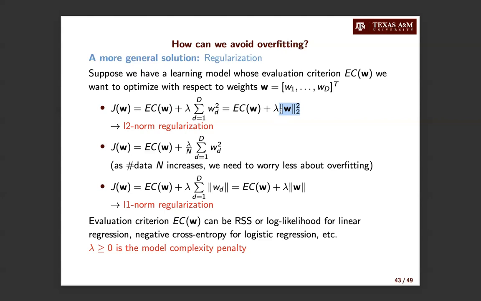And the reason for that is that if we were to compute the first order derivative of this entire criterion here, it would be so much easier to compute the first order derivative using the square of the L2 norm. And this is referred to many times as L2 norm regularization.